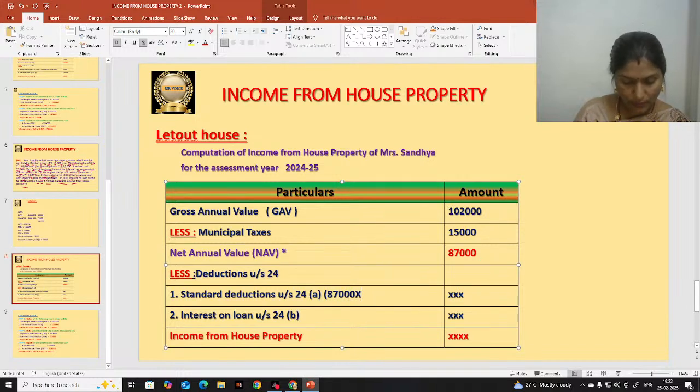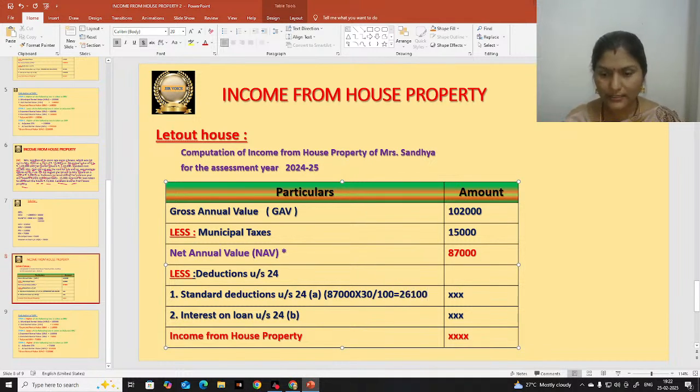87,000 into 30%, that means 30 by 100. How much do we get? You can see, 30 by 100, we get 26,100. That is the standard deduction. So we can write that 26,100 in the amount column. Here I am writing 26,100 in the amount column. Hope that is clear for everyone.